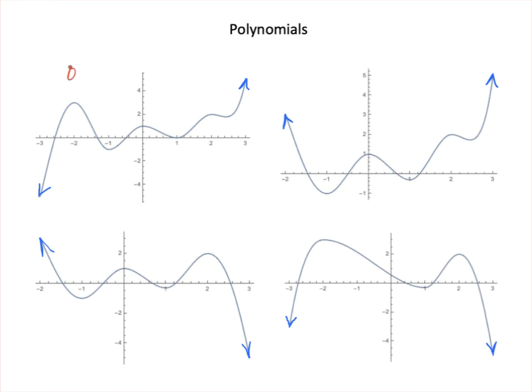So these ones have odd degree. The ones that on both sides either go up together or go down together have even degree, like x squared, for example, which is a parabola.